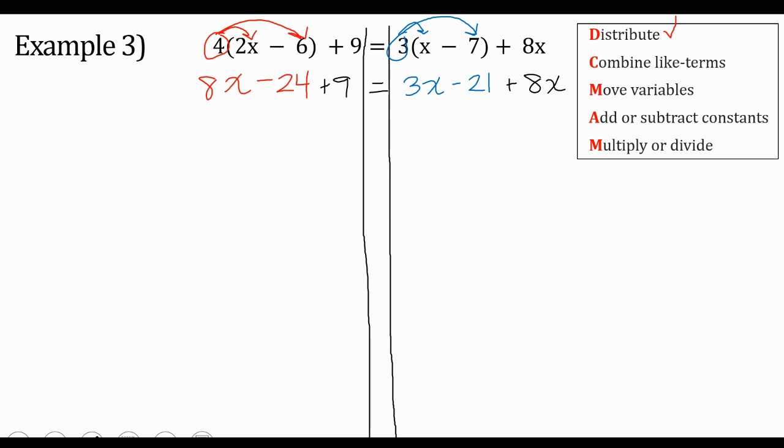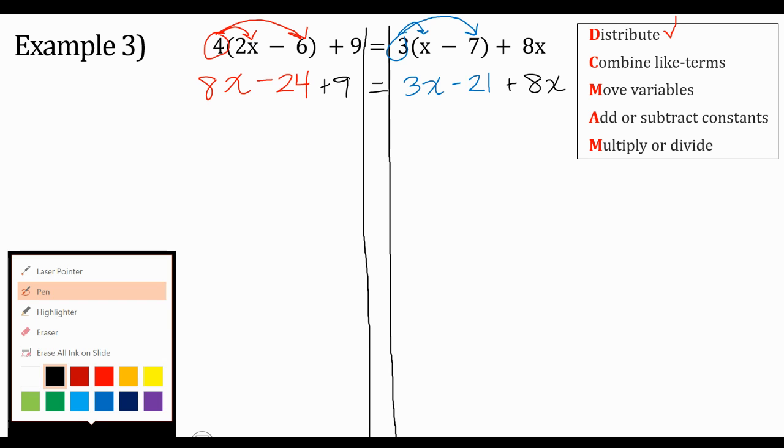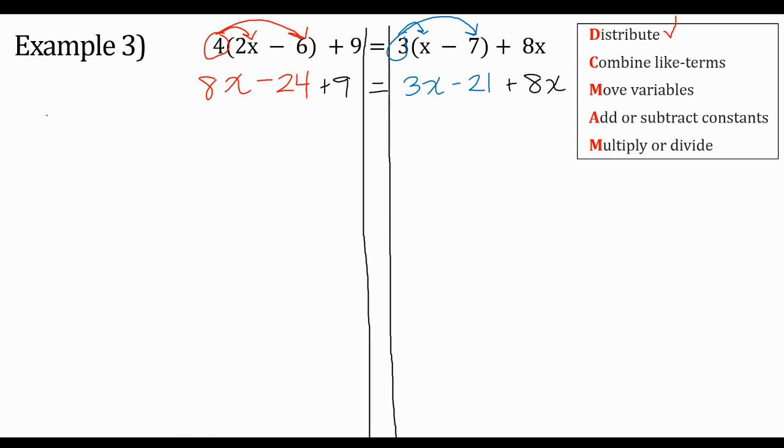Remember, only combine like terms when they're on the same side of the equal sign. So we're going to take a look at this side of the equal sign. We have 8x minus 24 plus 9. In this case, these are like terms here, so we're going to combine those, and we're going to get a -15. Now I'm going to bring down the 8x.